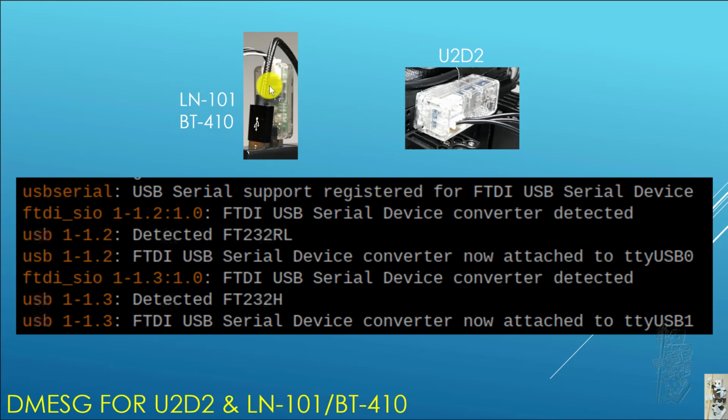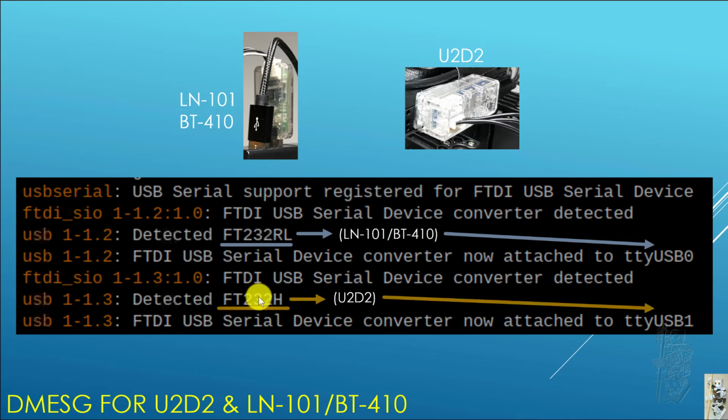So when you put in the LN101 or BT410 and the U2D2, both of them will be registered with some kind of ttyUSB device. And the trick is, if you see an FT232RL, that's the chip that works for the LN101 and BT410. The U2D2 is the FT232H. That's the only one. So in this particular case here, you can see that U2D2 is ttyUSB1 and LN101 is ttyUSB0.